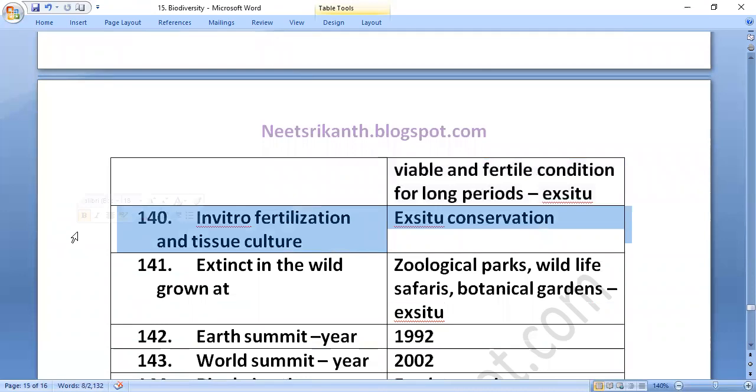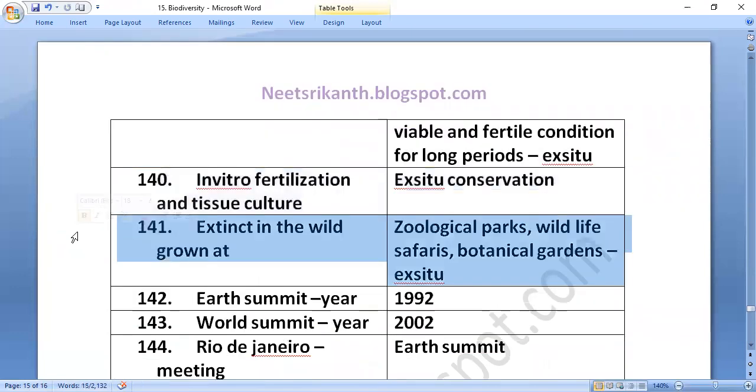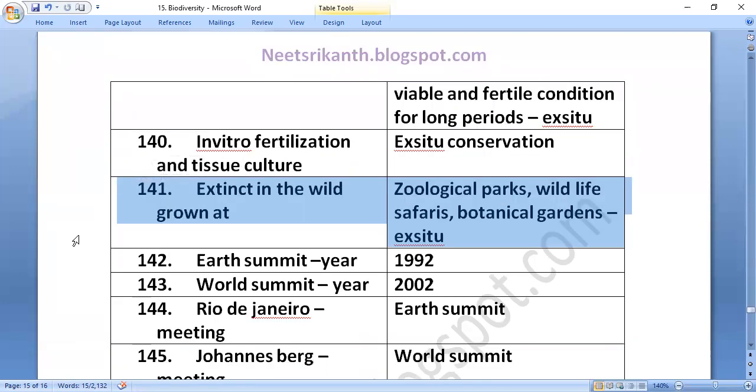Tissue culture for the growth of plants is ex situ conservation. Species that are extinct in the wild are grown in zoological parks, wildlife safaris and botanical gardens, which is ex situ conservation.